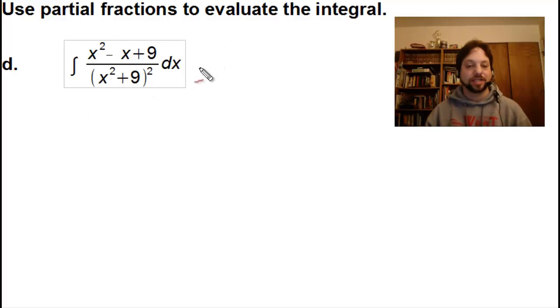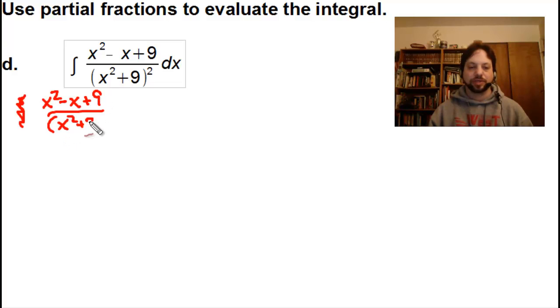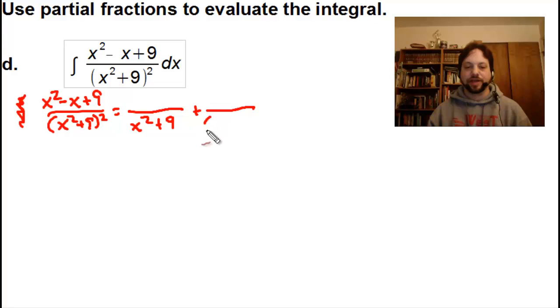In fact, I'm just going to go ahead and start by setting this up. Actually, I don't need the integral at all, but I'm going to say that (x squared minus x plus 9) divided by (x squared plus 9) squared is equal to, well, here are the factors. We have x squared plus 9, and then we have the repeated quadratic factor, which is x squared plus 9 quantity squared. Each of those needs to get its own unique linear binomial. So we'll let that be ax plus b. This one can be cx plus d.